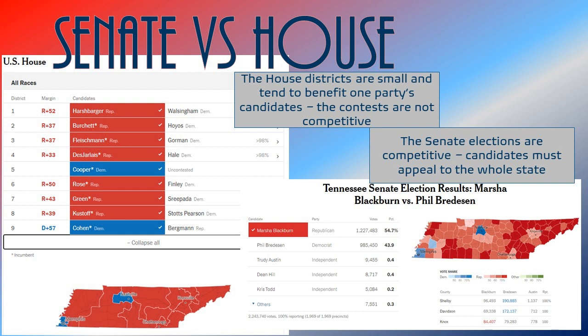You can see there on the map that there is Democratic support in the 2 big city areas, and there's some over in West Tennessee, but it is mostly Republican victories across the state. But the candidates have to try to appeal to the whole state there. So in the House, since the districts are small, they tend to benefit one party already. Those contests are not competitive contests, right? The House was 9 blowout elections. But in the Senate, that is one competitive election because the candidates have to try to find ways to appeal to the voters in the whole state.